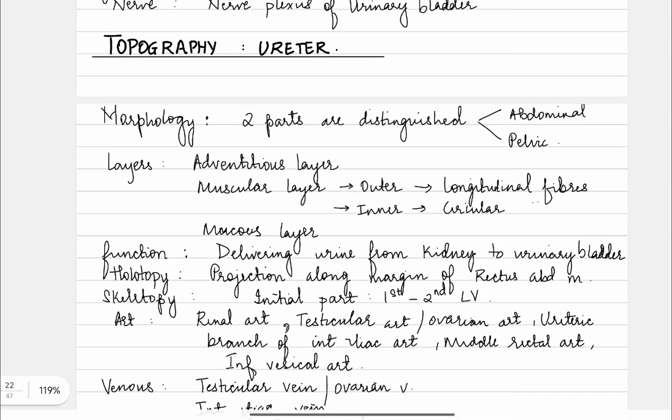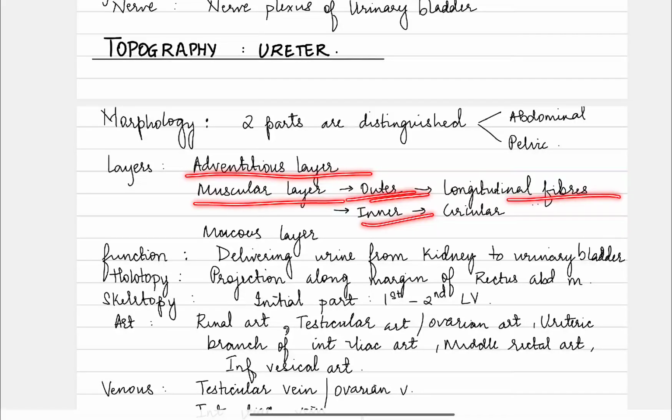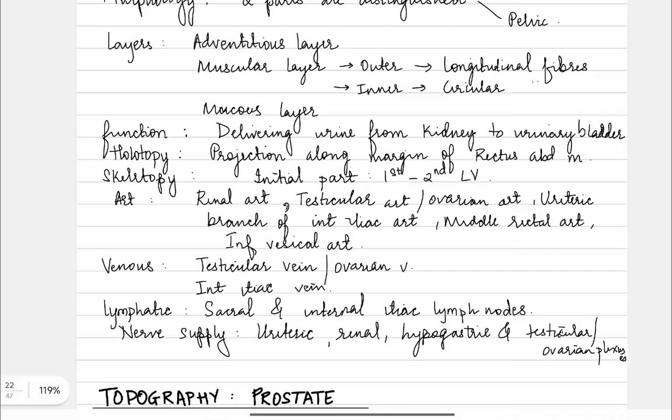Next is topography of ureter. Two parts are distinguished, abdominal and pelvic. Layers are adventitious layer, muscular layer, outer and inner, outer longitudinal fibers, inner circular fibers, and mucosa layer is present. Function is delivering of the urine from the kidney to the urinary bladder.